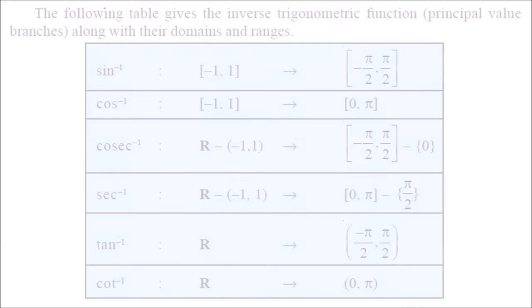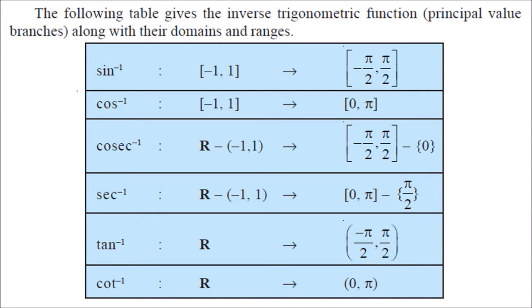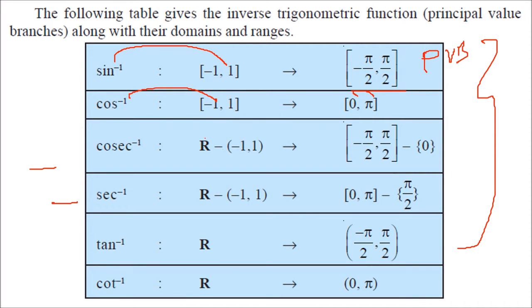So this is the summary, you can say, of the inverse trigonometric function principal value branches. For sine inverse, the domain is minus 1 to 1, cos inverse also minus 1 to 1, but the range is minus pi by 2 to pi by 2. This we have taken as principal value branch. These are all principal value branches. Minus pi by 2 to pi by 2 for sine inverse, cos inverse 0 to pi. For cosec inverse and sec inverse, the domain will be all the real numbers except between minus 1 and 1, same here. And the range will be minus pi by 2 to pi by 2 except 0, and 0 to pi except pi by 2. For tan inverse, the domain can be any real number, but the range could be only minus pi by 2 to pi by 2 and 0 to pi.